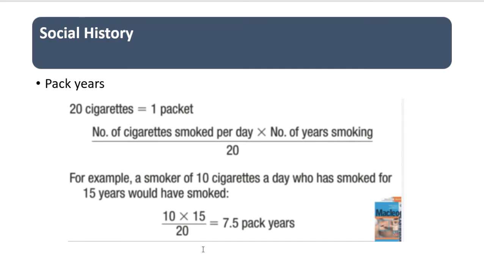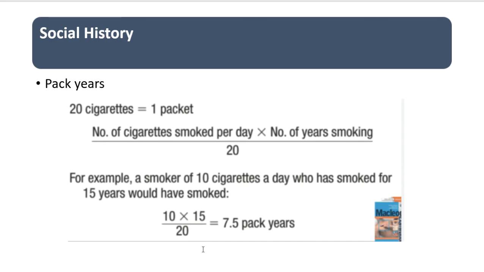As I promised, I will tell you how to take the pack years in the social history, how to count. In one packet there are 20 cigarettes. So you have to ask about the number of cigarettes smoked per day, and multiply it by the number of years of smoking and divide by 20.